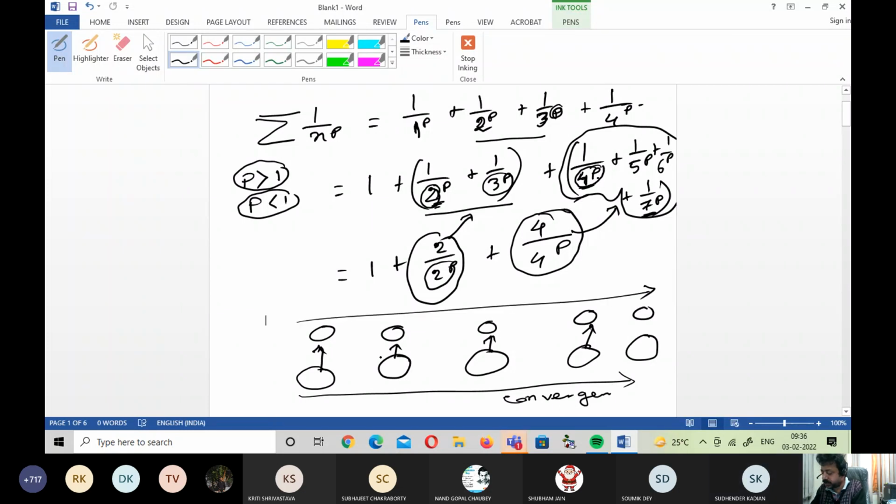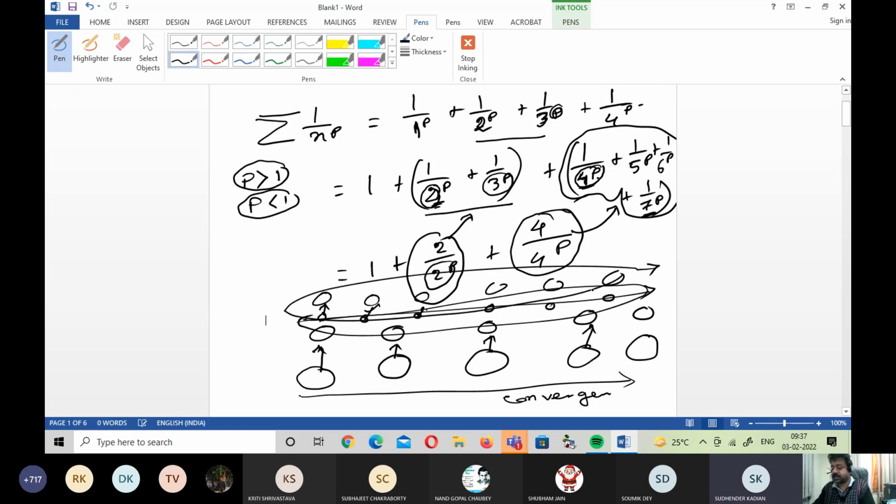Similarly, one series is given to you. If you take a lower series, this is lower than this, this is lower than this. If this lower series is divergent, obviously this will be divergent. Is it clear to all of you?